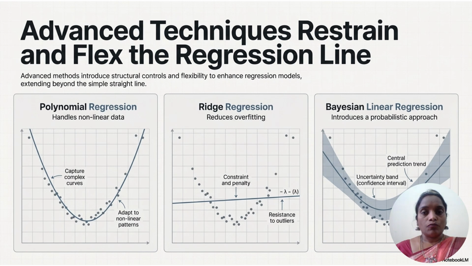When data does not follow linear patterns, advanced regression techniques are used. Polynomial regression captures the nonlinear relationship between the variables by fitting curved models. Ridge regression reduces overfitting by adding a penalty term to the loss function. Also, Bayesian linear regression introduces probability and uncertainty estimation into the prediction. So these are the various regression models, and these methods improve model flexibility and prediction accuracy.